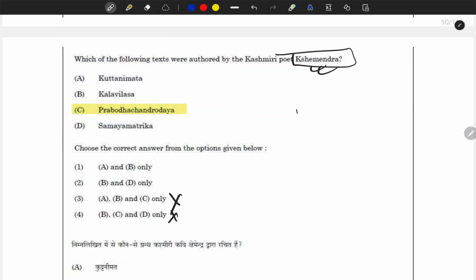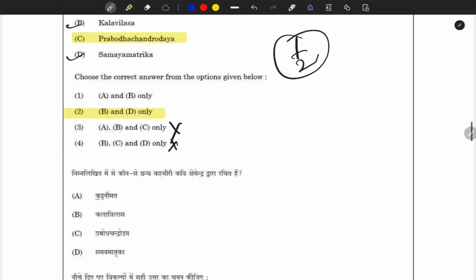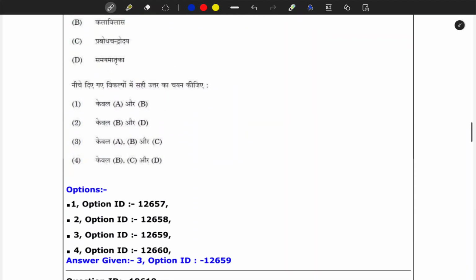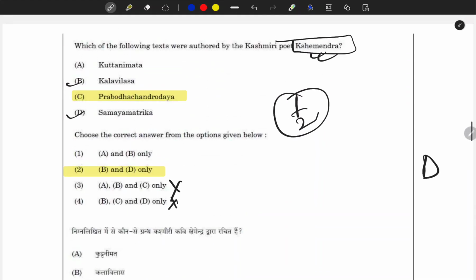So with that, I was able to do it in 50-50. I don't know whether I was able to do it correct or not, but this is how I thought in the exam hall when I was giving the exam. So the correct option is B, or the second. This literature was written by him, B and D, Kaila Vilasa and Samaya Matrika. So you can read about this fact here and apply it later on, but for me this was a difficult question.